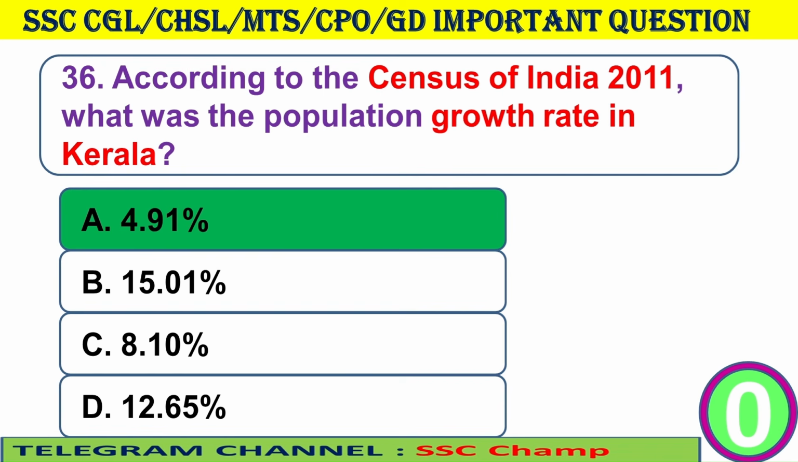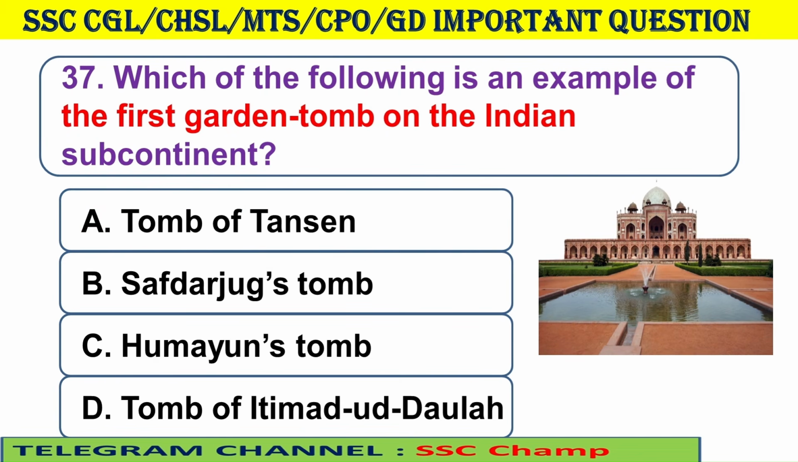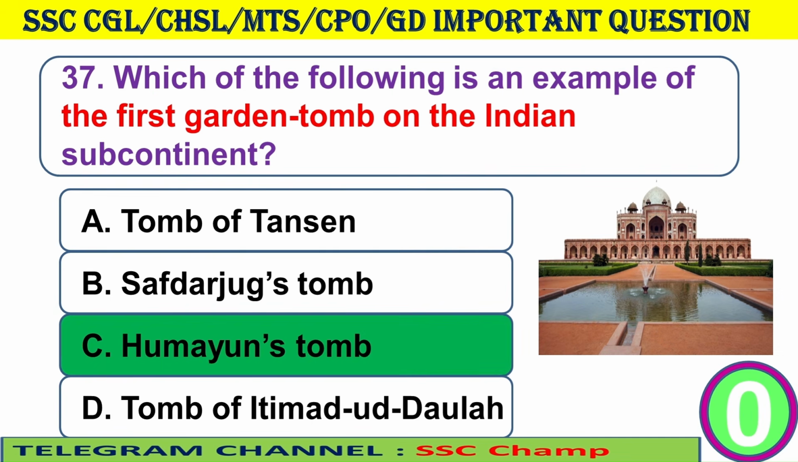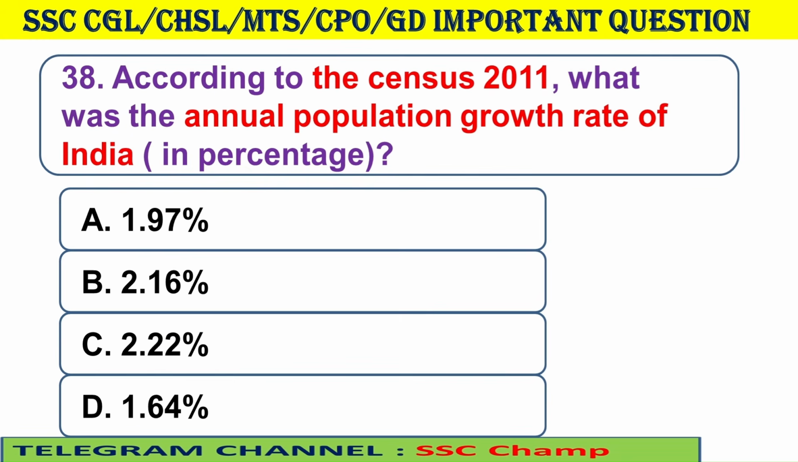Correct answer 4.91%. Which of the following is an example of the first garden tomb on the Indian subcontinent? Option A Tomb of Tansen, option B Safdarjung tomb, option C Humayun tomb, option D Tomb of Itimad Uddullah. Correct answer Humayun tomb. According to the census 2011, what was the annual population growth rate of India? Option A 1.97%, option B 2.16%, option C 2.22%, option D 1.64%.